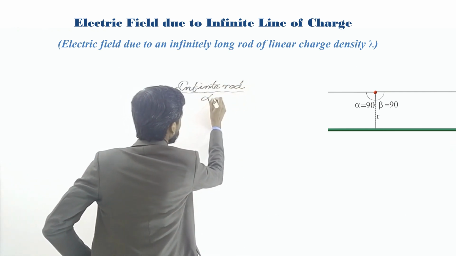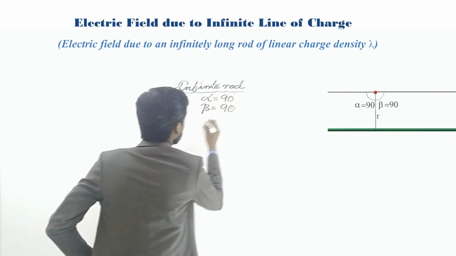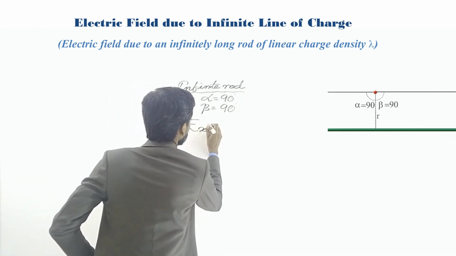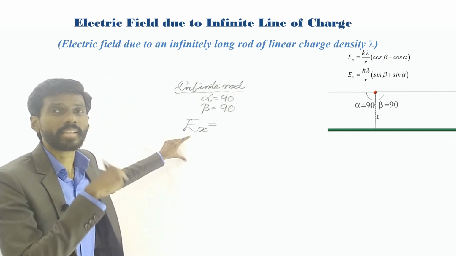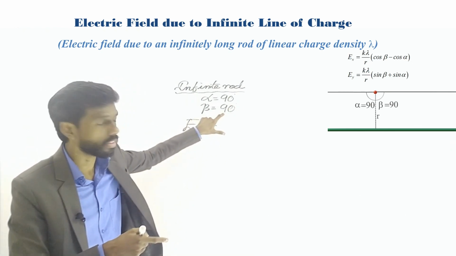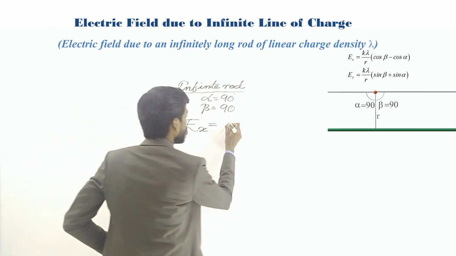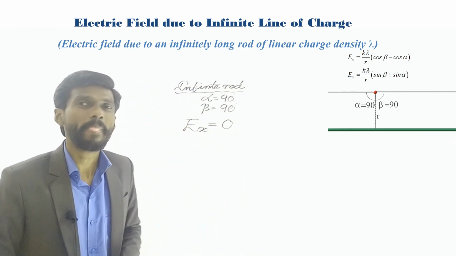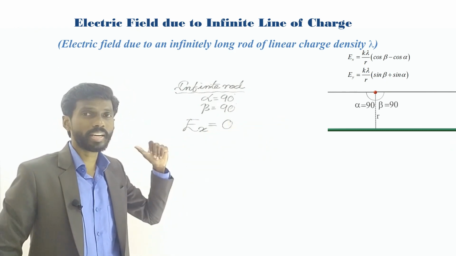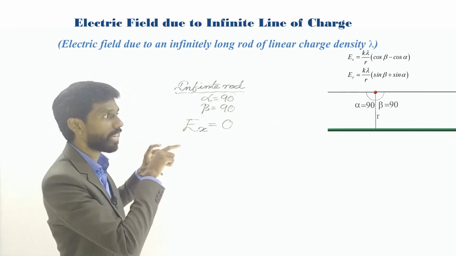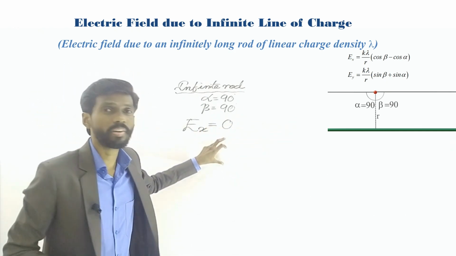So alpha becomes 90 degrees, beta also becomes 90 degrees. What is the electric field in the horizontal direction? Ex becomes cos 90 minus cos 90, so it becomes 0. This means there is no electric field in the horizontal direction. That is kind of obvious, because there is an electric field in this direction and an electric field in the opposite direction. They cancel each other by symmetry. This side and that side are symmetric, so these two electric fields cancel each other and the net electric field is 0.